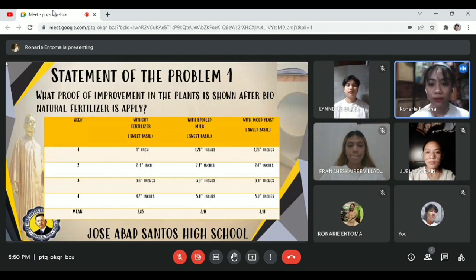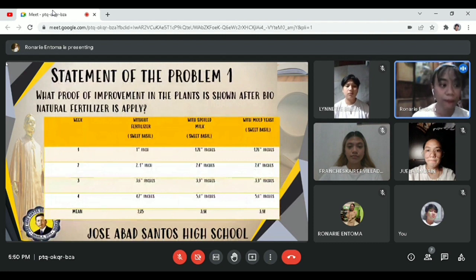For the spoiled milk, week 1 of applying spoiled milk to sweet basil is 1.26 inches. Week 2 is 2.4 inches. Week 3 is 3.9 inches. And week 4 is 5 inches, with the mean of 3.14. Also with the mold yeast.